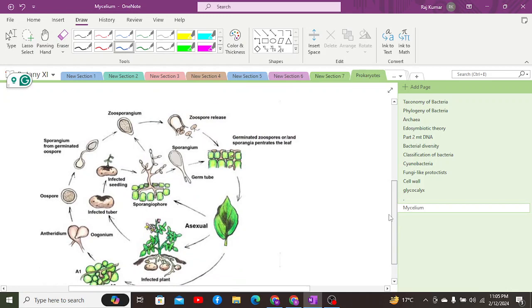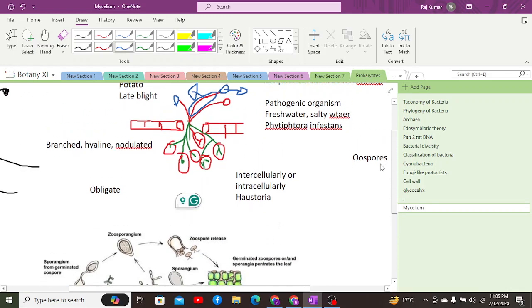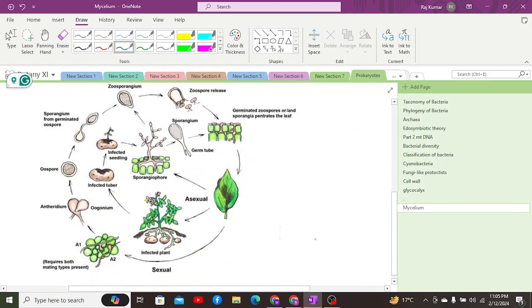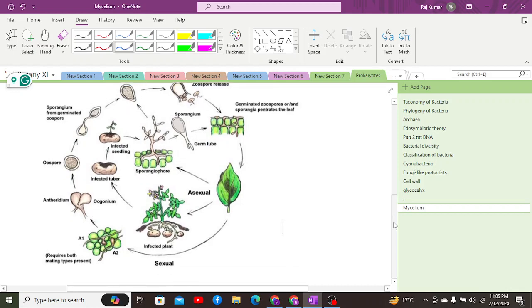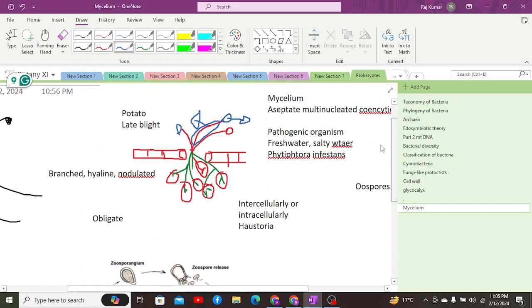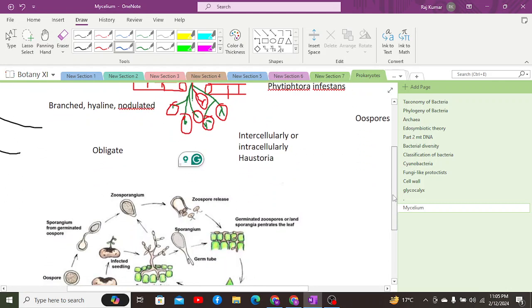Moreover, here we are going to discuss the life cycle in such a manner that it has two life cycles, asexual and sexual, which means alternation of generation occurs in this case. As sporangium is produced, sporangia are there. These sporangia produce several spores within them, and these spores are known as zoospores.